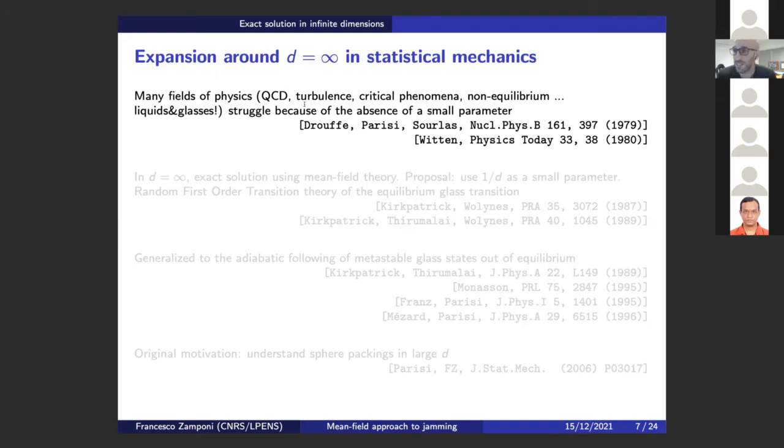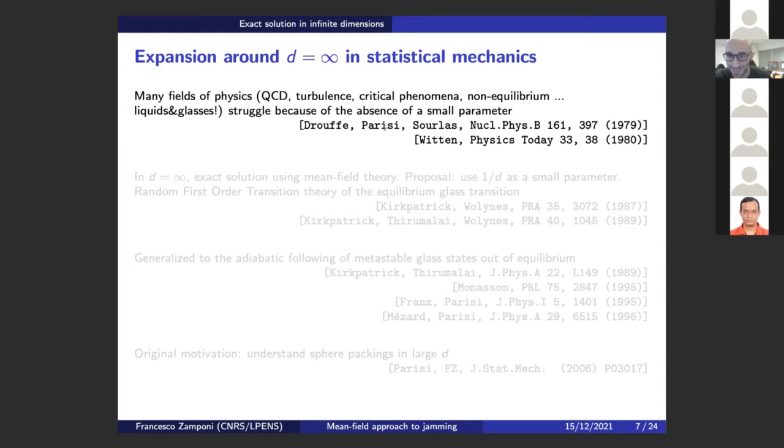This is something that has been done a lot in many other fields. In particular, there is this paper from Giorgio Parisi and co-workers, where they were looking at QCD in large dimensions, precisely for that reason. They wanted to have some insight on non-perturbative behavior in QCD by looking at large dimensions. And they actually found an interesting phase transition.